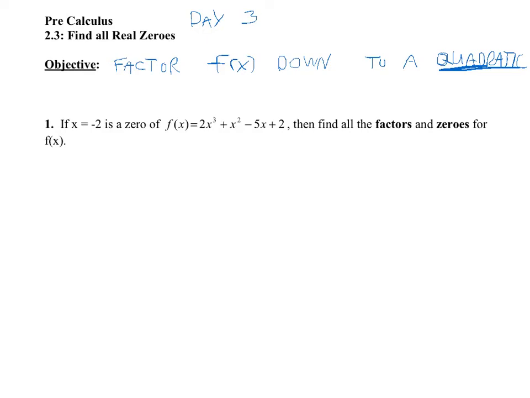All right, here we go. Day 3 for 2.3. You can see at the top, we're going to find all real zeros for polynomial functions. And you can kind of see the main objective.